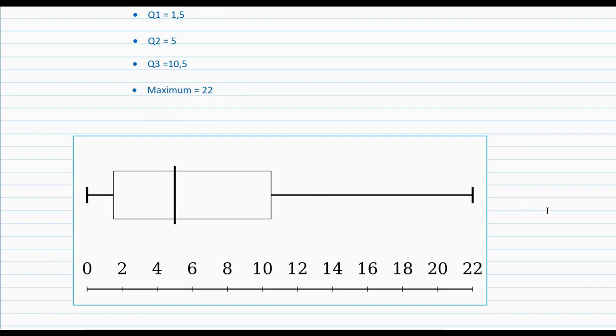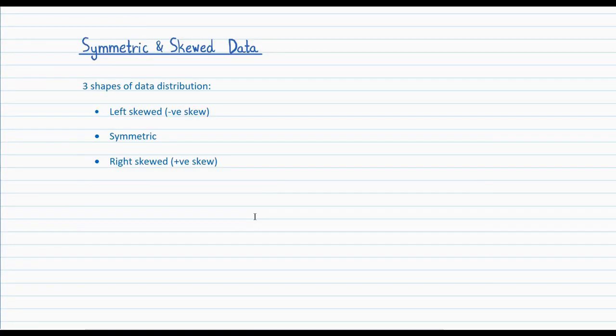Then the very last thing to revise is symmetric and skewed data. So there's 3 shapes of data distribution that you can have. The first is left skewed data, which is also known as a negative skew. The second is symmetric data, and the last is right skewed data, which is also referred to as a positive skew. And then these shapes can be easily understood using box and whisker diagrams.